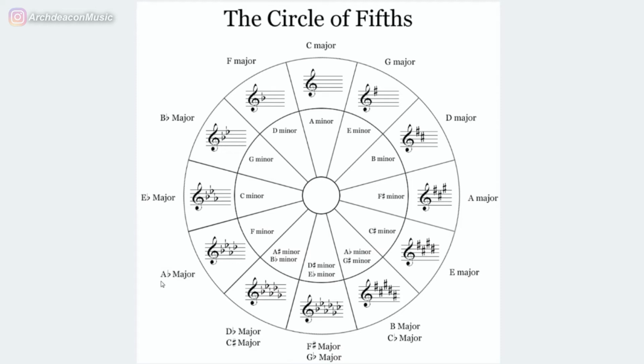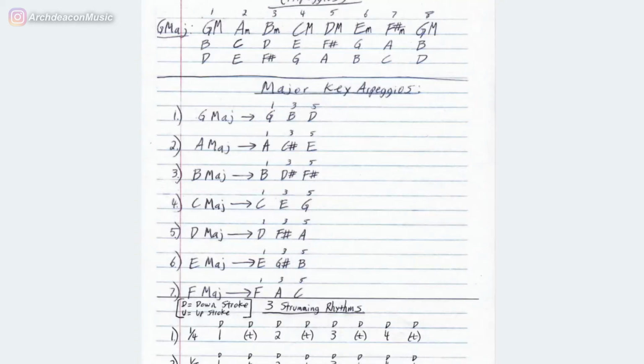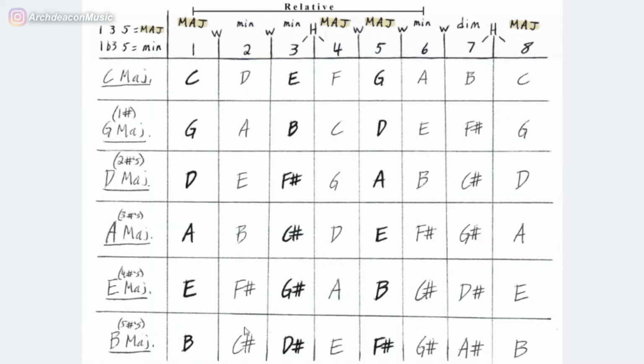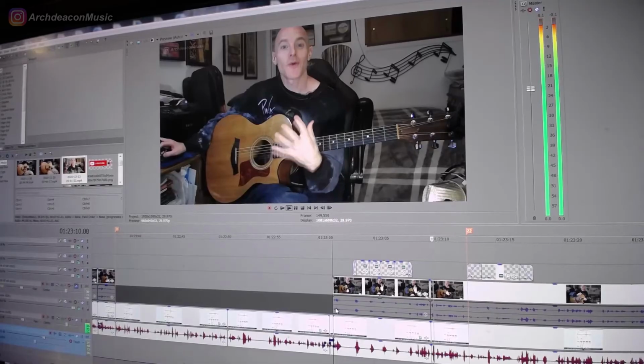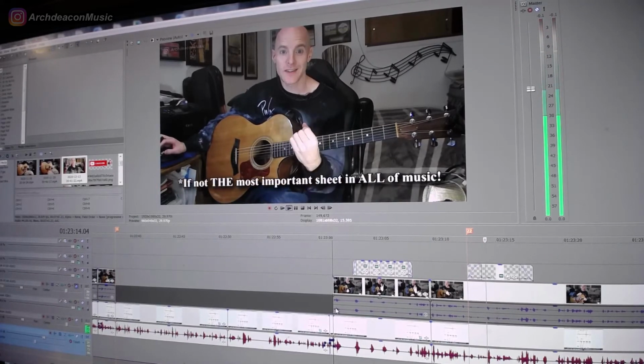Here's the circle of fifths. F to C is a 5th. C to G is a 5th. G to D is a 5th. D to A is a 5th, and so on. Just wanted to mention that because I think that's really important. The relatives in the circle of fifths: C, A minor; G, E minor; relative 1 and 6. This sheet is one of the most important sheets that you can study.